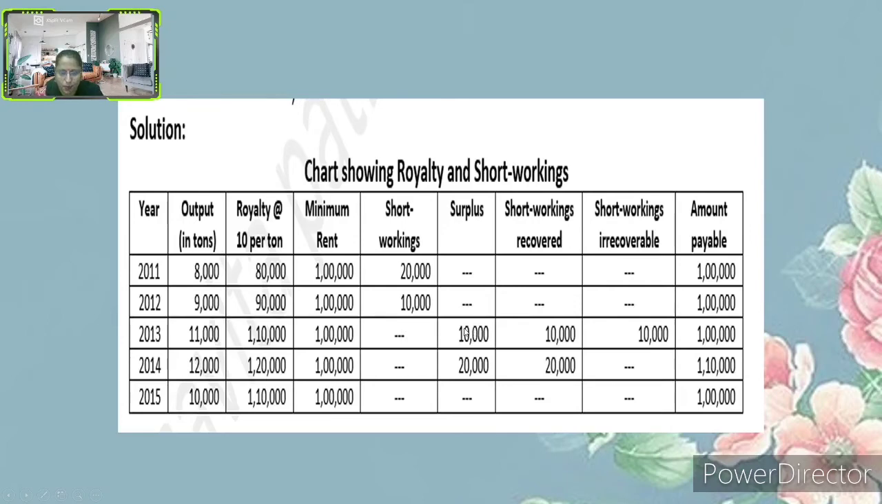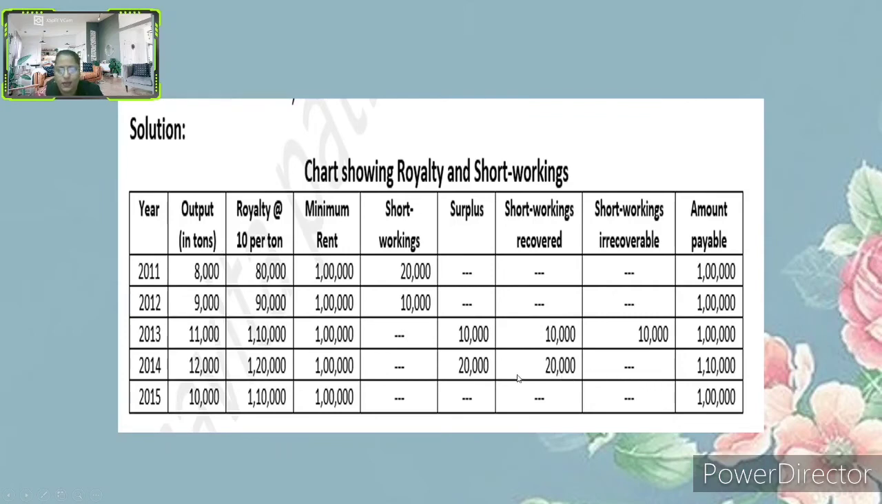They have given this in the problem. So here we had 10,000, here we have 20,000. Here the short workings of 10,000 we can recover, so 10,000 will be irrecoverable from the 20,000. Okay, this is the first. And next, we had 20,000 here and we had 10,000. That totally we can recover the short workings, that is the 20,000, 10 plus 10.